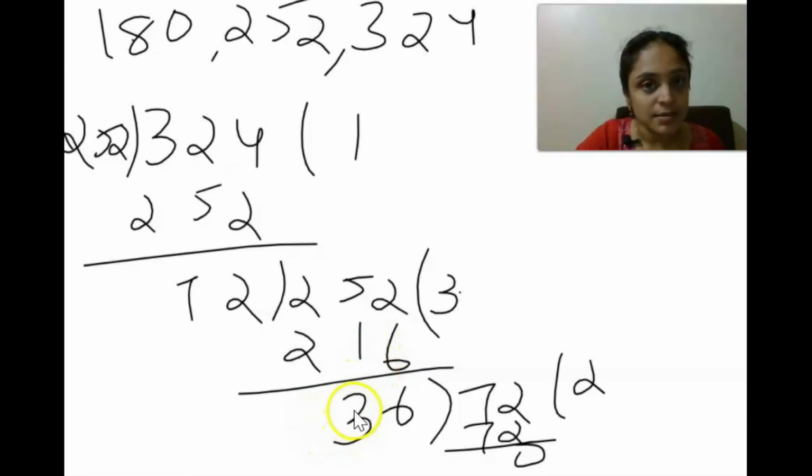So the remainder is 36 and bring this 72 as the dividend. So 36 into 2 is 72. So the remainder is 0. So this 36 is the HCF of these two numbers. By the same method, we can find the HCF of 180 and 250. So how will we do that? We can see that now.